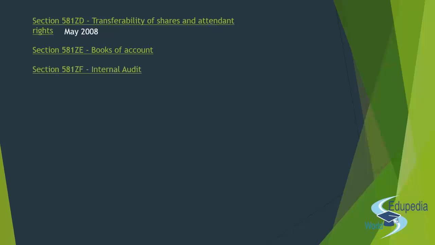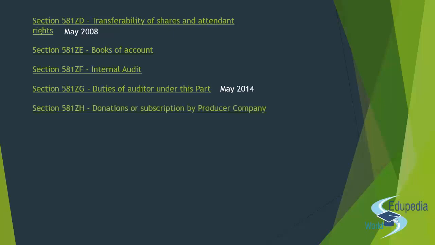You have not been asked any question on both these sections, but you have been asked a question on the next section, which is section 581ZG, the duties of an auditor under this part, right? And that was in a very recent examination, May 2014. Next you have section 581ZH, the donation or subscription by a producer company. Whether you are allowed to take a donation or give out donation and subscription is dealt with by section 581ZH.